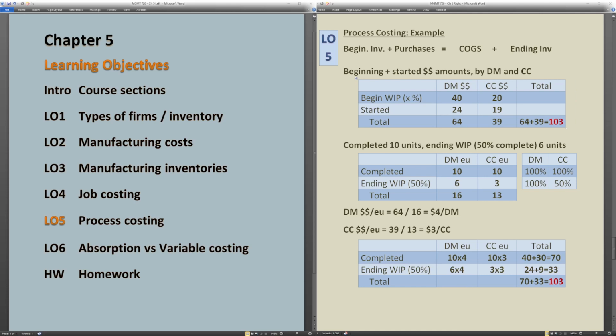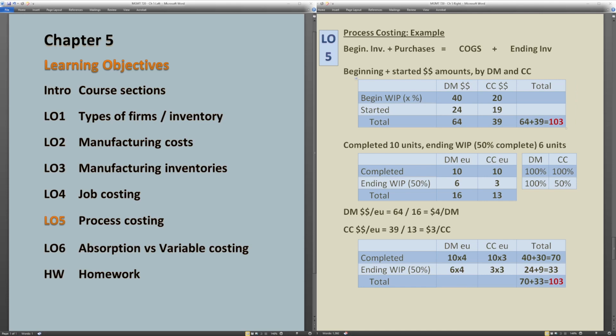So we then take these per unit costs and we apply them again to, remember the whole idea is we want to take the dollar amounts from beginning inventory and purchases and apply it to the completed and ending work in process. So looking at the bottom chart, I take the 10 units of direct materials times $4 per direct material. And I take the 10 units of CC times the $3 per CC. And you can see that's 40 plus 30 equals 70. And I do the same thing with ending work in process. 6 times 4, 3 times 3 is 24 plus 9. And I add those down.